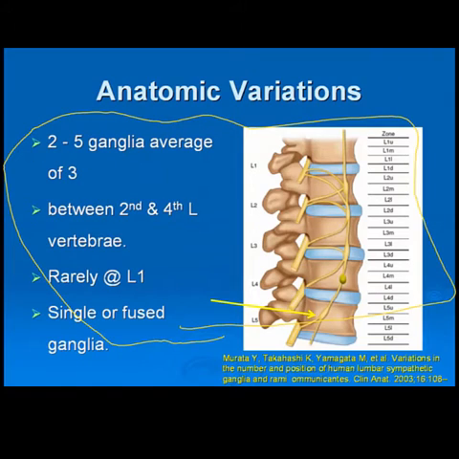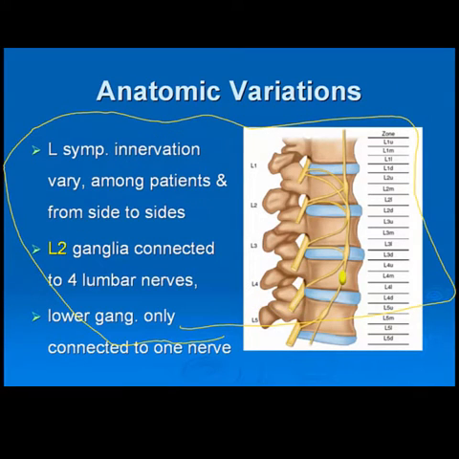Well, there is a variability in the position of the lumbar sympathetic chain and the ganglions as well. They found that it could be between 2 to 5 sympathetic ganglions, but the average is 3. And that's what we all know, that they are 3. And they are running between the 2nd and the 4th lumbar vertebra. Rarely at L1 we can find one, and sometimes we can find one at L5 also. They are single, or in some situations they can be fused together.